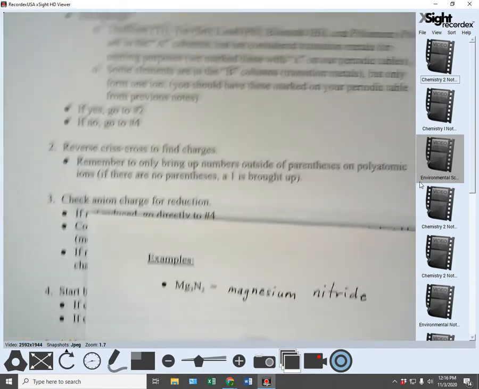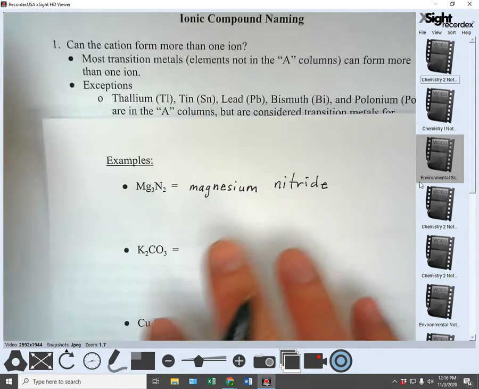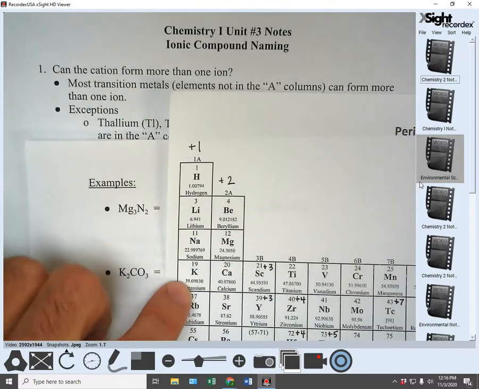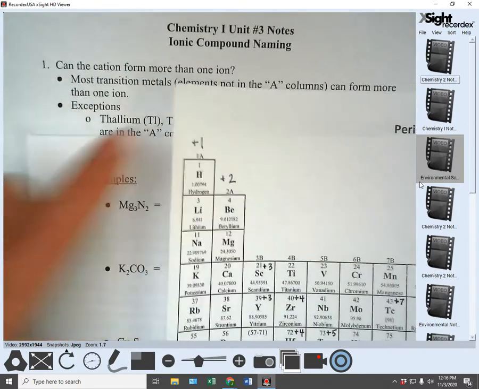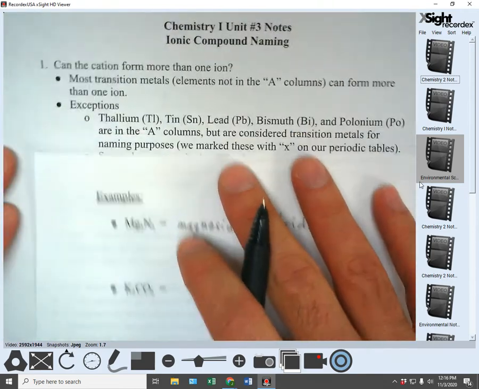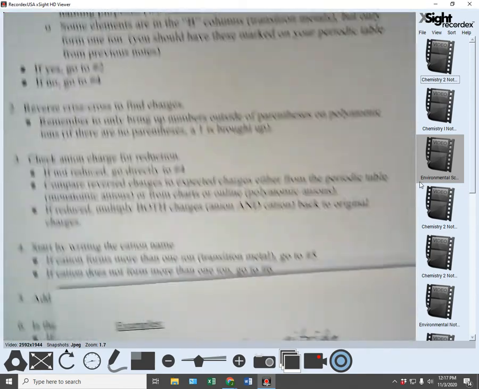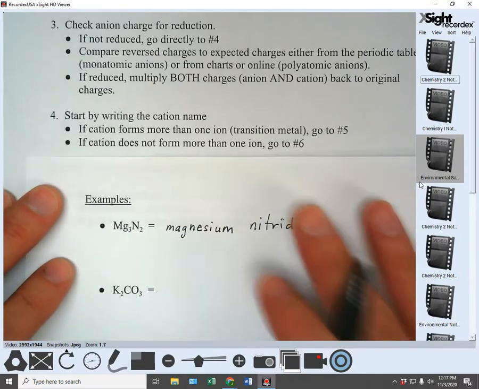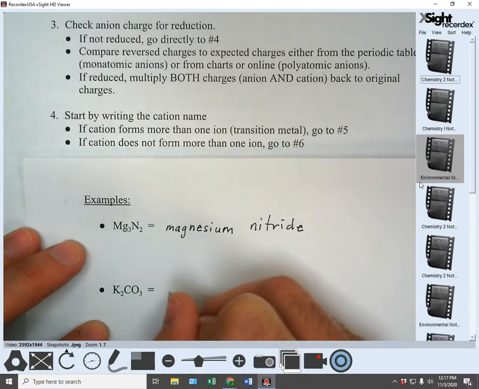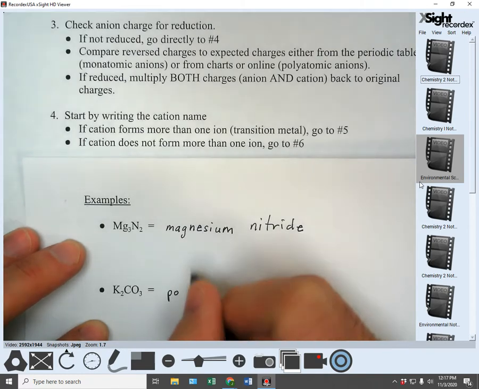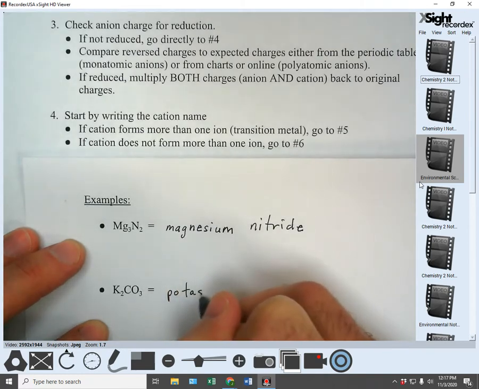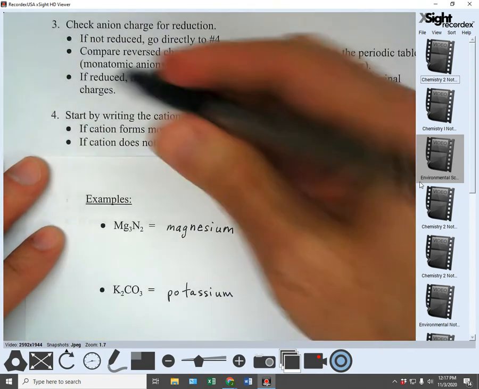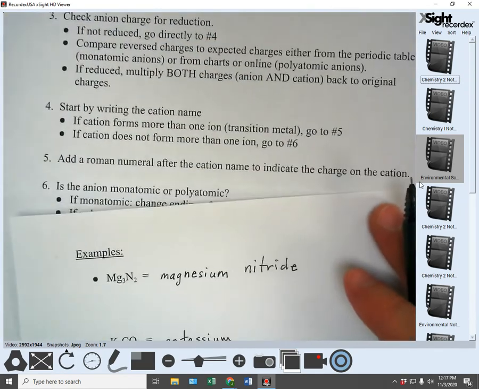K2CO3. Can the cation form more than one ion? We look at potassium, K. It has a +1, so no, it does not. So we go down to number 4: start by writing the cation name. This is potassium. It does not form more than one ion, so we go to number 6.